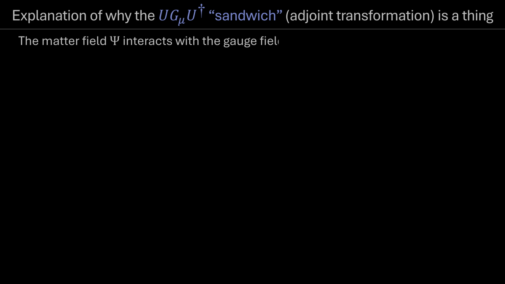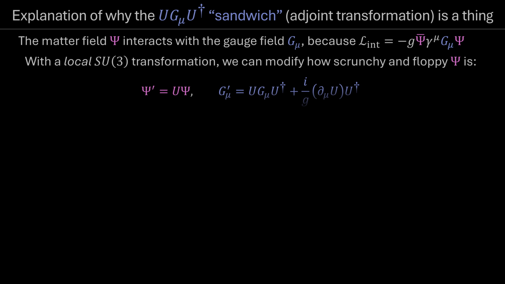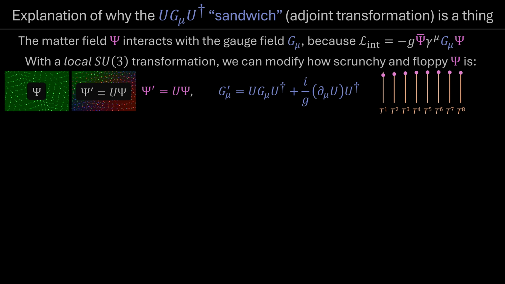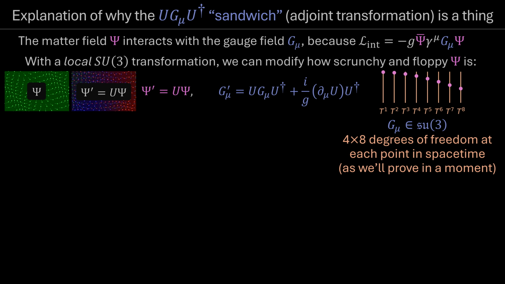Well, as we know, our matter field psi interacts with our gauge field G mu in a way whose energy is encoded in the interaction term in our Lagrangian, negative g psi bar gamma mu G mu psi. Now, when we apply a local SU3 transformation to hop from one gauge to another, we're going to be able to change how scrunchy and floppy psi is by messing around SU3 style with psi at different amounts in space and time. So psi becomes U psi, and as we've seen, G mu becomes G mu prime equals U G mu U dagger, plus a derivative term which cleans up the mess pertaining to the gradients of our transformation.